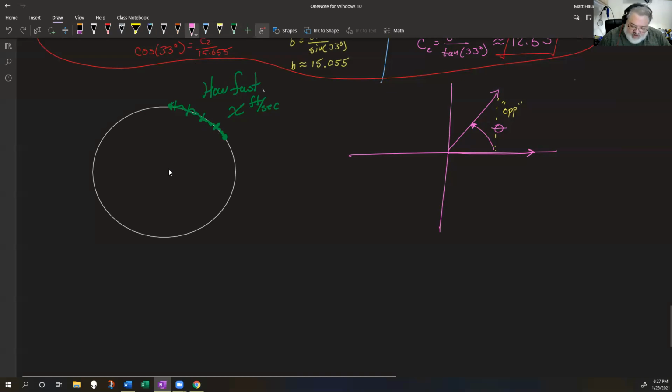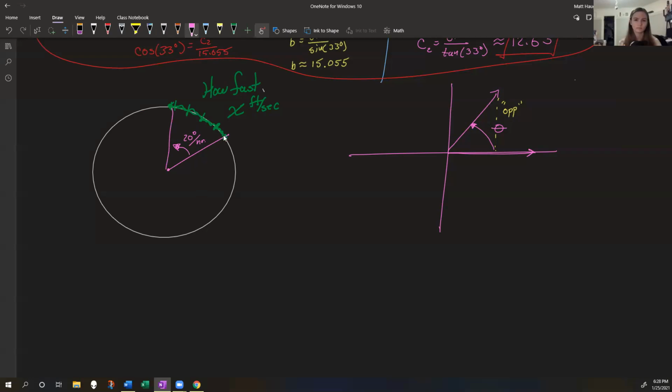By comparison, an angular speed is a rotational speed. So say this thing was spinning at, say, 20 degrees per hour. Now, that doesn't tell us anything about how long this is. It just tells us how many degrees this thing goes every hour. So angular speed is a rotational speed, where linear speed is a distance moved. Fair?